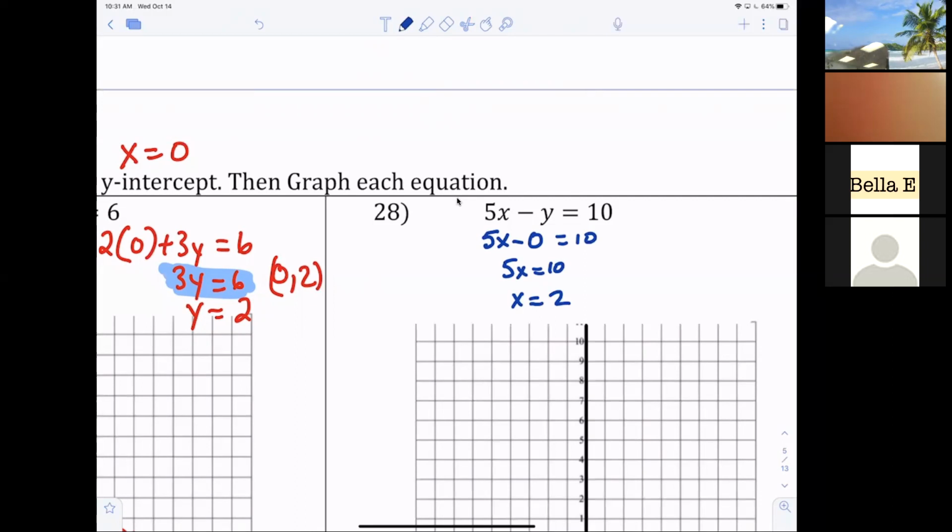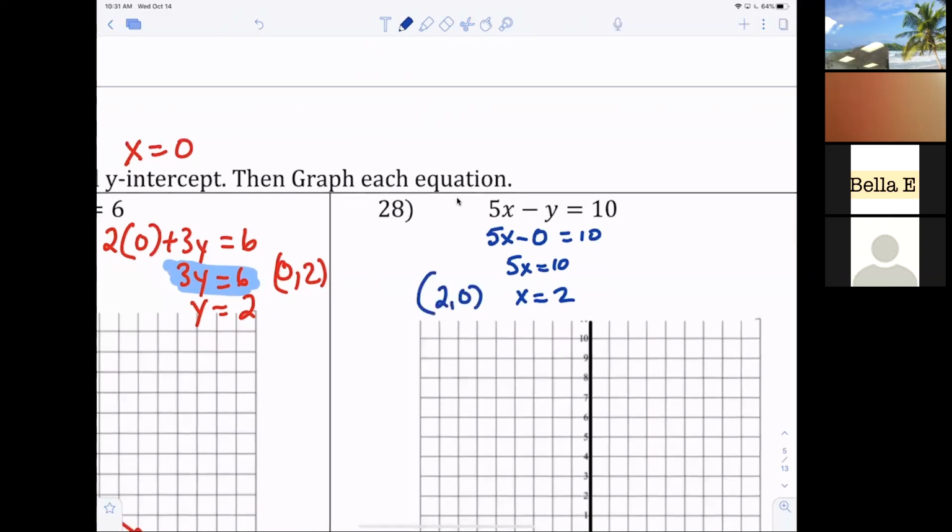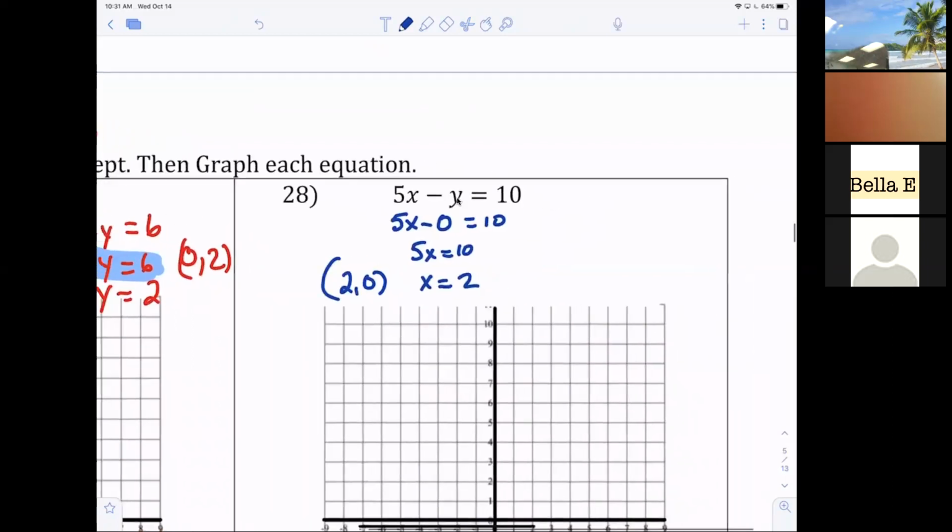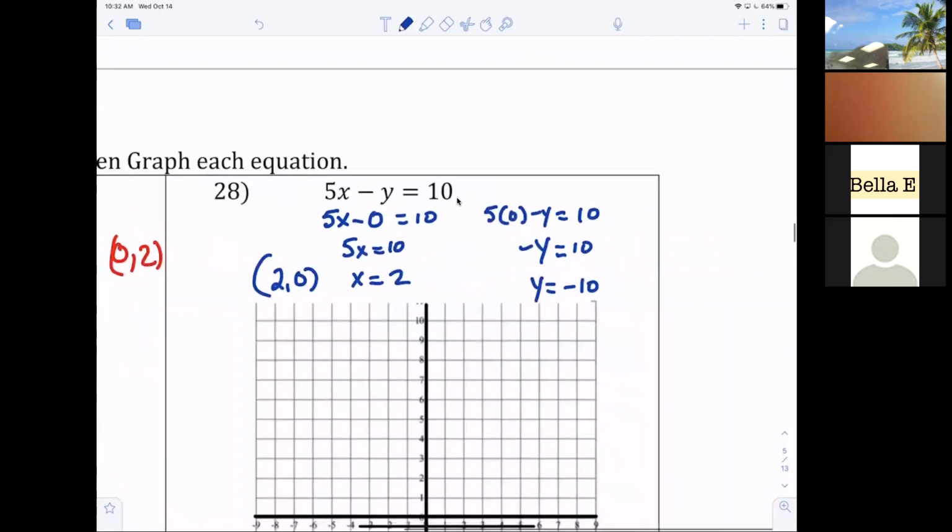So now if I have the x-intercept, I know the point is (2, 0). Now if I want to find the y-intercept, the x is 0. So now 5 times 0 minus y equals 10. What's 5 times 0? 0. Negative y equals 10, therefore y equals negative 10. So the point is (0, negative 10). Those are the 2 points that you are now plotting.